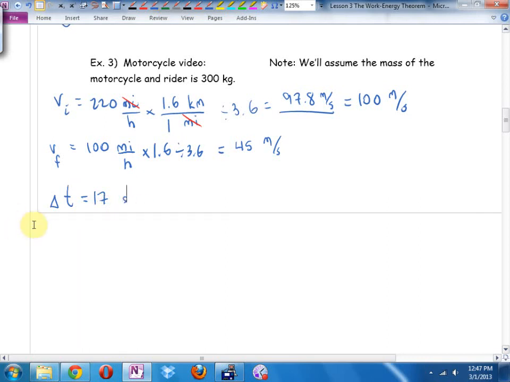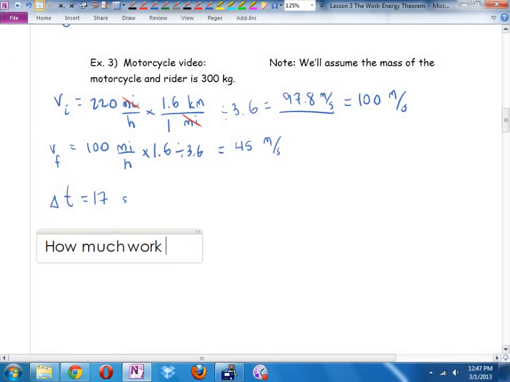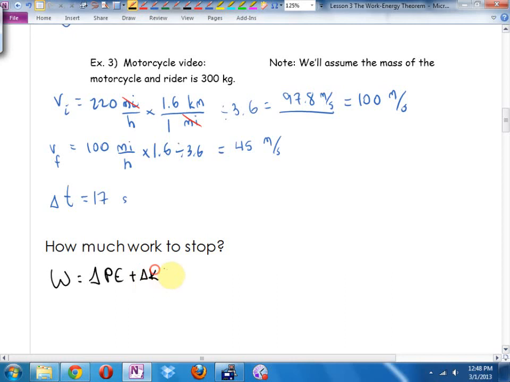So the first question we want is, how much work to stop? Well, work equals force times distance. Do you see a force and or a distance anywhere in this question? No. Hey, work is also the area underneath the force versus distance graph, Roy. Do you see a graph here? Then here's our new definition, the work energy theorem. Work is going to be the change in potential plus the change in kinetic.